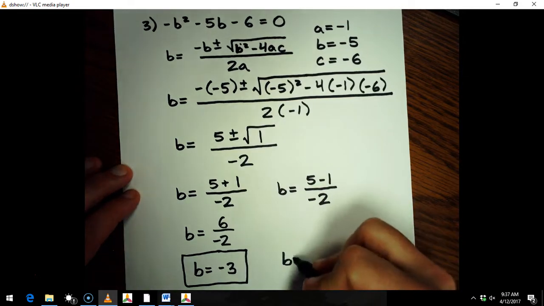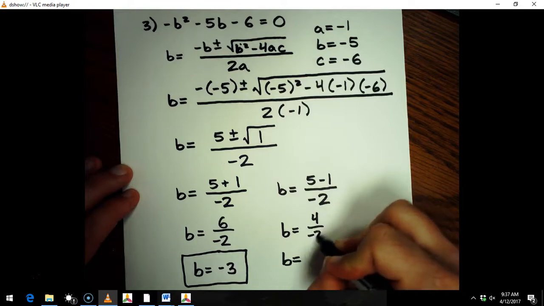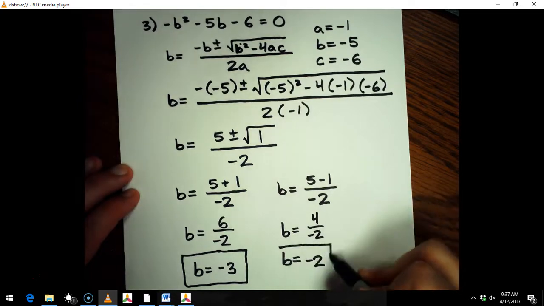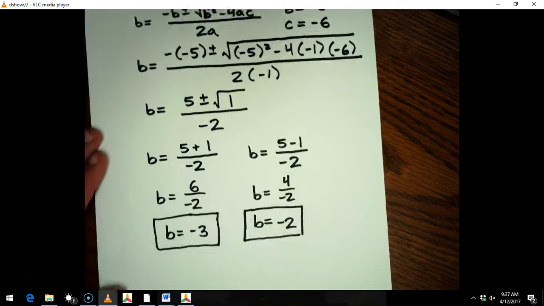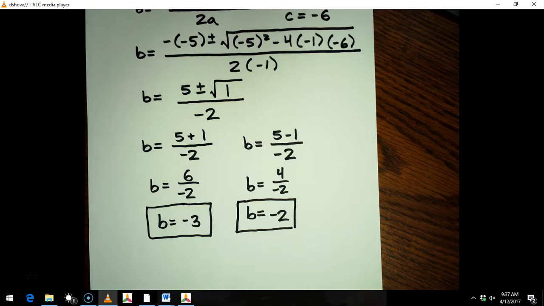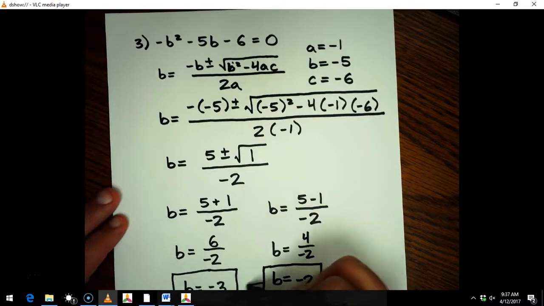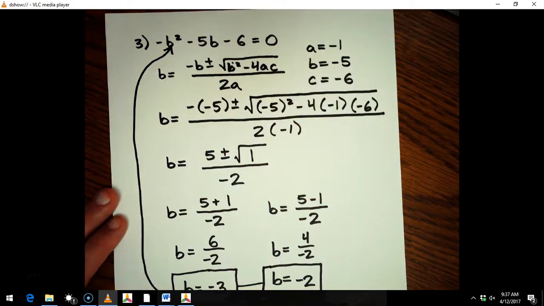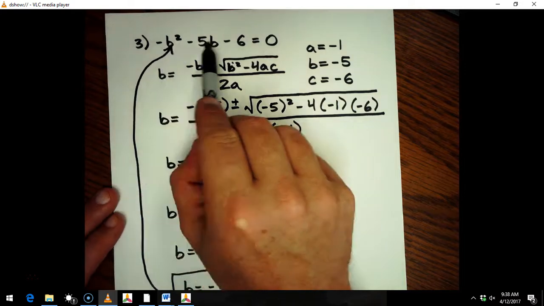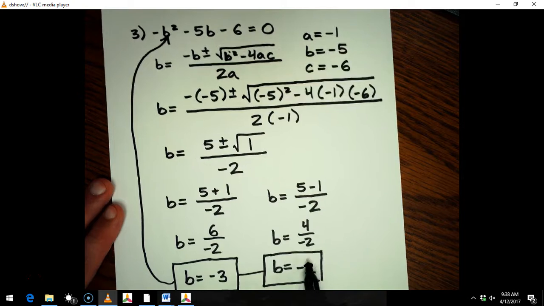And B equals 4 divided by -2, which is -2. So my two solutions to this quadratic are -3 and -2. You could take those two values, you could plug them in one at a time though, into here. So -3 goes there, and -3 goes here, you'd get 0. If you took the -2, plugged that in, for both b's, you'd also get 0.